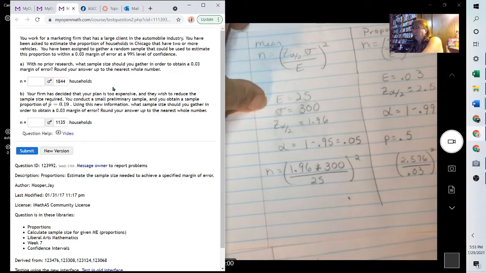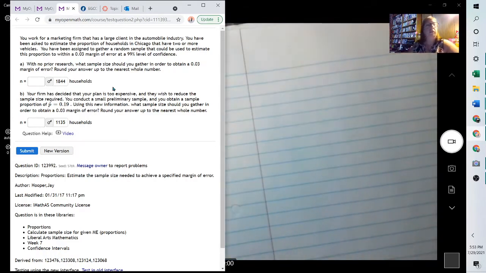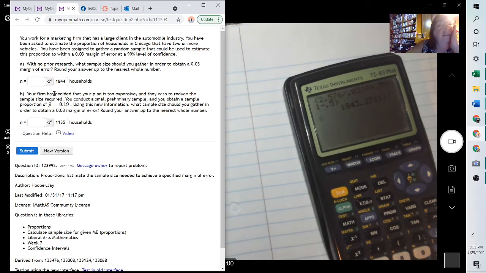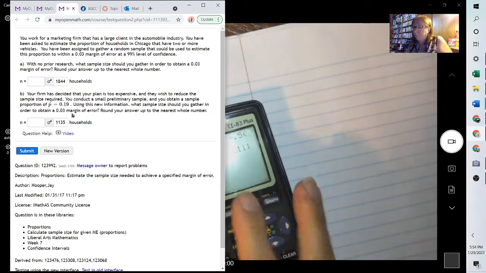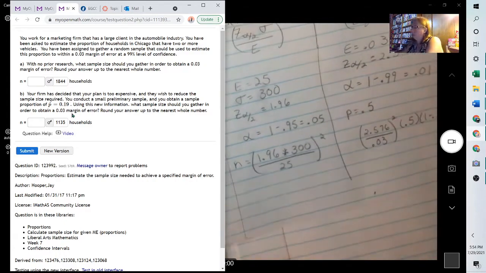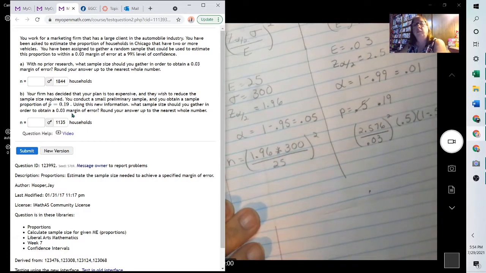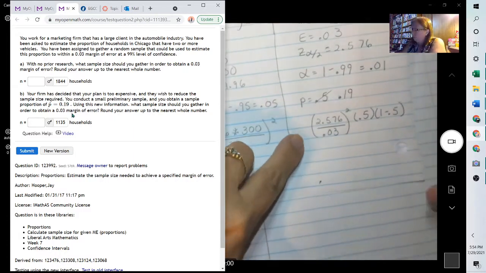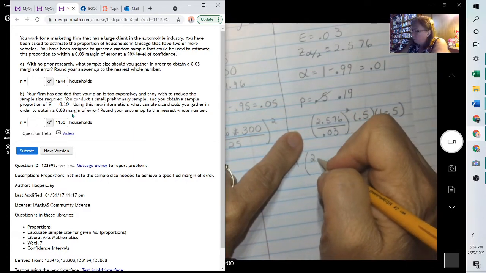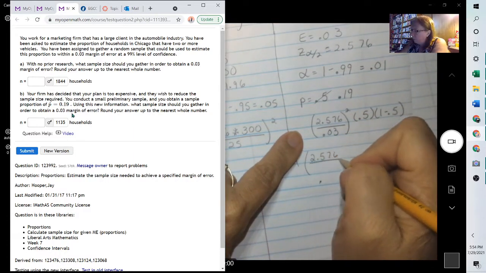Now, the second part, I think, will give us a p-value. Your firm has decided that the plan is too expensive. That's a lot. And they wish to reduce the sample size required. You conduct a small sample and obtain a proportion of 0.19. So the only difference, our p, is 0.19. So then for the formula, 2.576 over E.